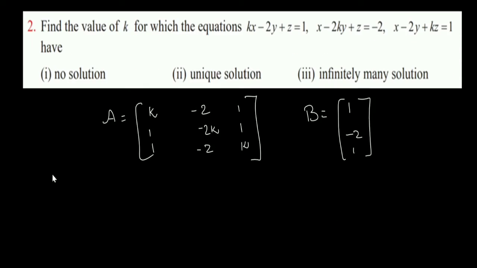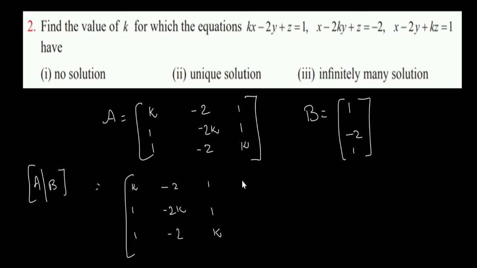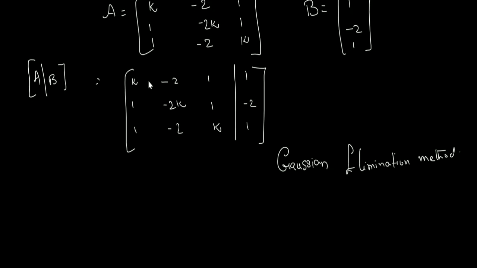Now we have to write the augmented matrix AB. Augmented matrix means we have to join the matrices A and B. So that is nothing but k, minus 2, 1, 1, minus 2k, 1, 1, minus 2, k. With this we have to join the matrix B. The matrix B is 1, minus 2 and 1. So this is the augmented matrix AB.